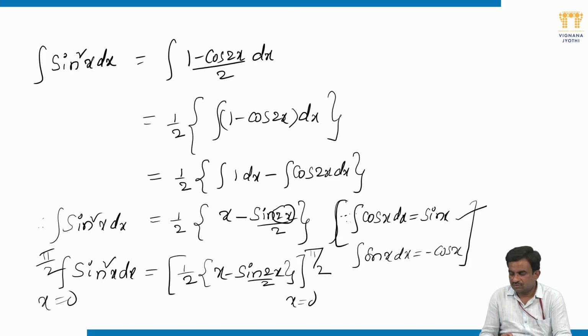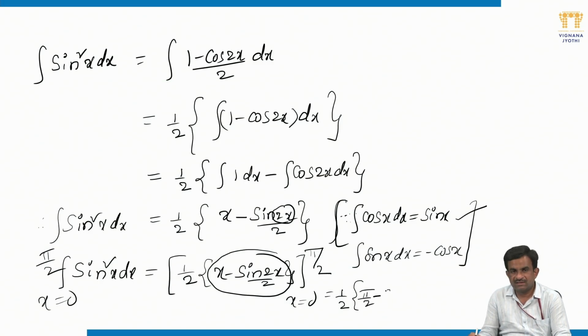So now, coming to the evaluation of this, we have to substitute the upper limit minus the lower limit here. So this is equal to 1 by 2, anyway it is a constant, you can write outside. Then at the upper limit, x equal to pi by 2, you can substitute in this. This becomes pi by 2 minus sine of 2 into pi by 2 divided by 2. Upper limit minus the lower limit we have to substitute. At x equal to 0, this vanishes, this becomes 0, and also we know that sine 0 is 0, so therefore minus of 0 we will get.